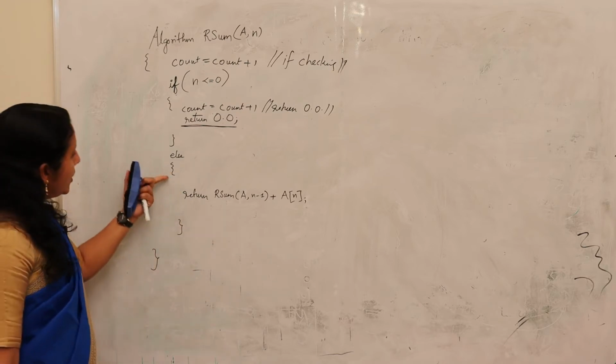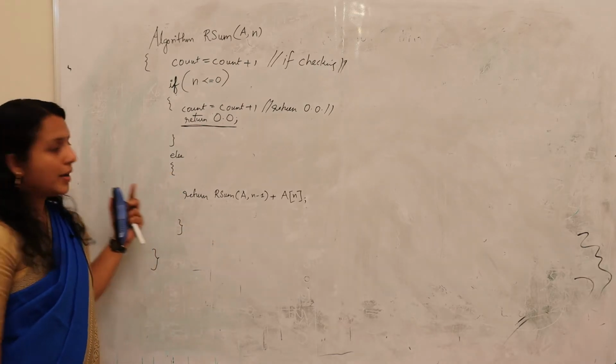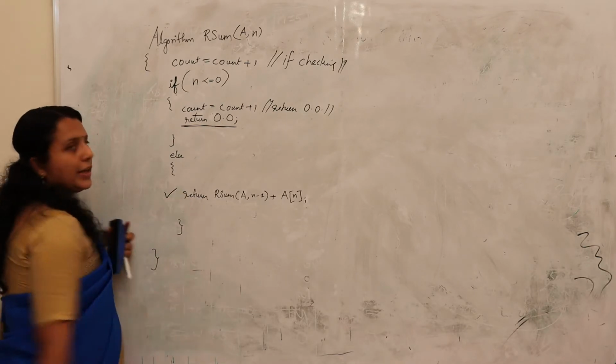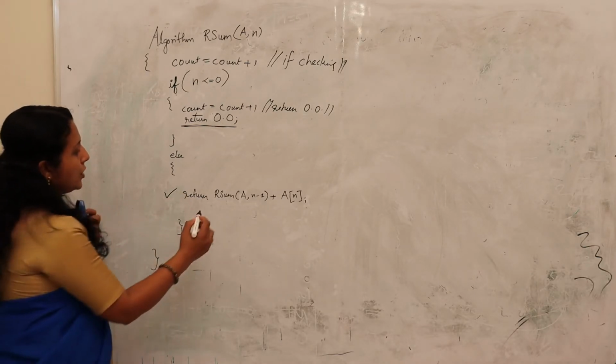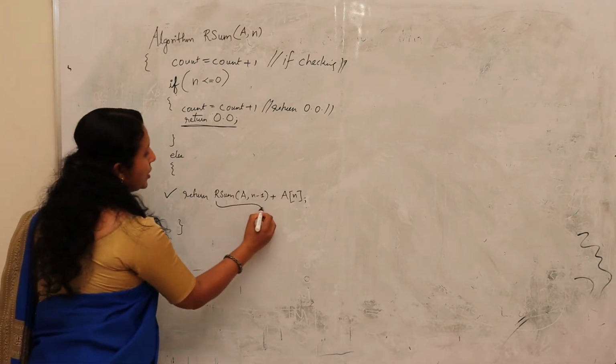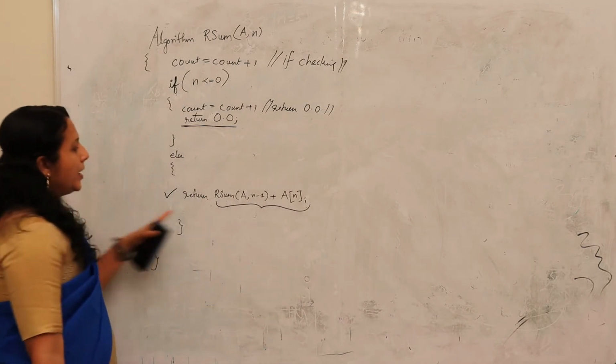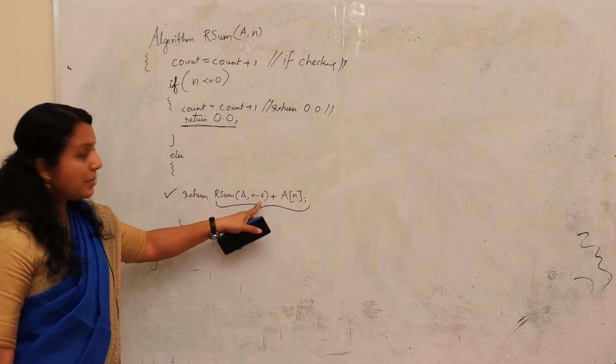Now suppose the if condition is not true, that means your array contains more than 0 elements. So what happens? You will come to the else part and this return statement will execute. So now focus on this part. What all functions are going on here? Here, r sum a comma n minus 1.